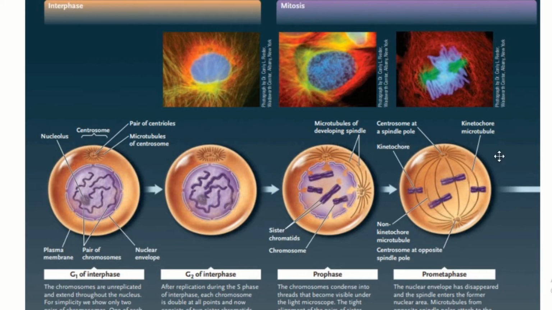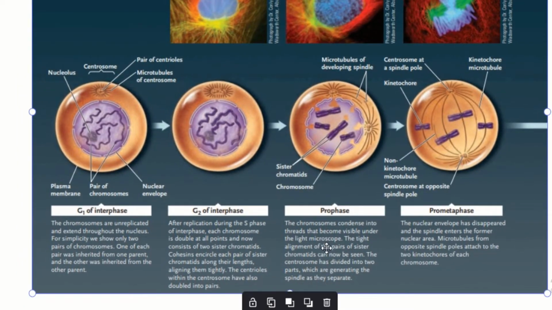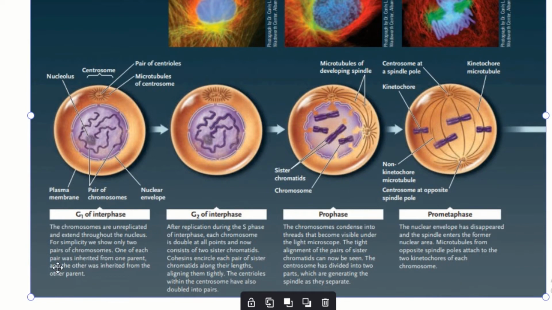Here we have the diagram showing the different stages of mitosis. Interphase, stage 1, includes the G1 phase and G2 phase of interphase. Then we have the mitotic phase, starting with prophase. In G1 phase of interphase, chromosomes are unreplicated and extend throughout the nucleus. For simplicity, we show only two pairs of chromosomes. One of each pair was inherited from one parent and the other was inherited from the other parent.